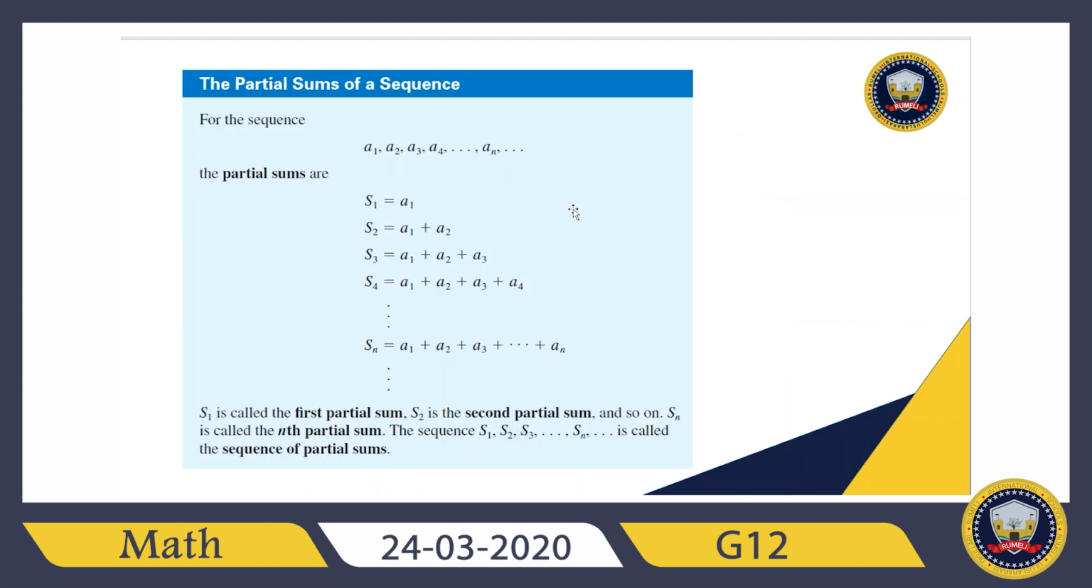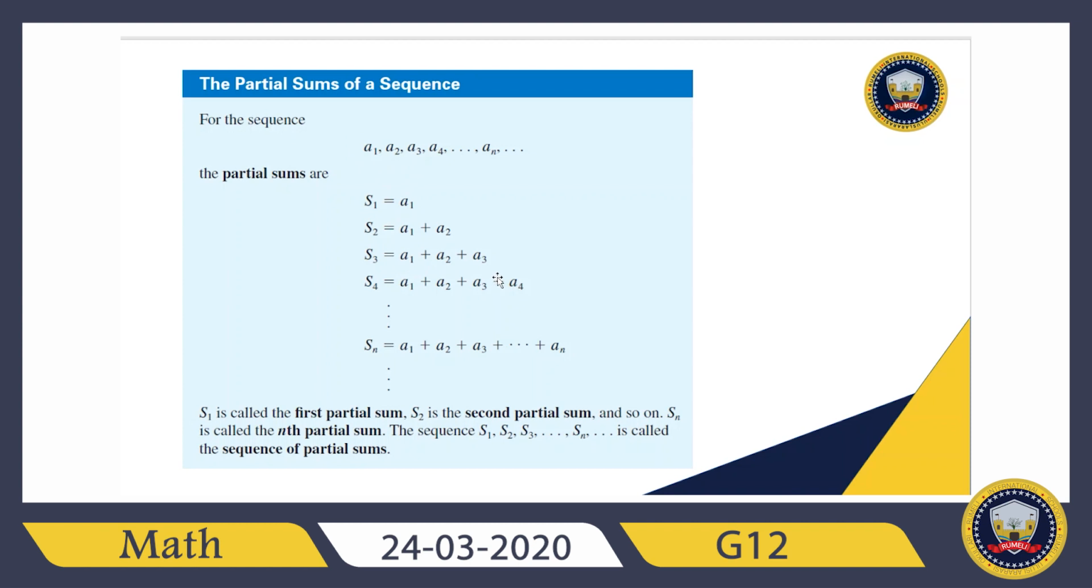Okay, so guys, after speaking about the sequences, let's take a new definition. For the sequence a1, a2, a3, up to an, we can define the partial sums. These sums are defined by S1, for example, which equals the first term, while S2 equals a1 plus a2, and S3 equals a1 plus a2 plus a3.